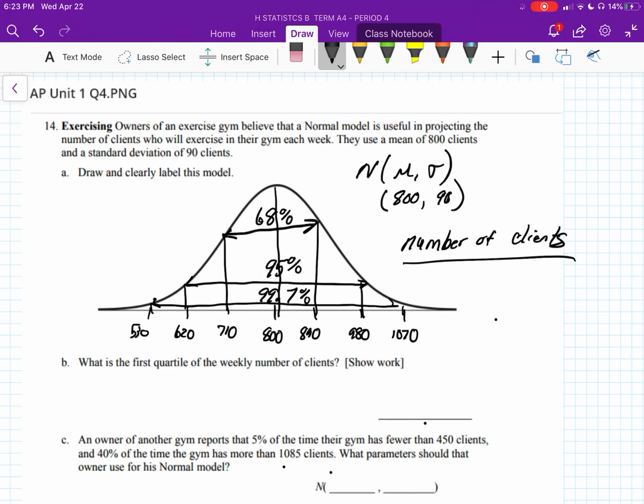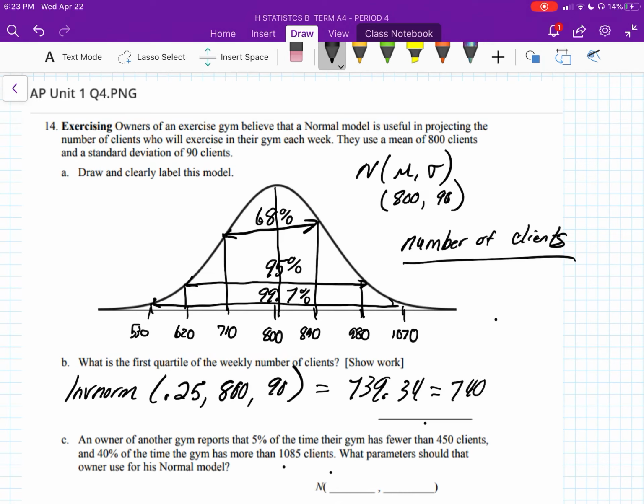So the first quartile of the number of weekly clients is the 25th percentile. And if you remember that, we just use our inverse normal on the calculator. And if you go to inverse normal, you're going to put in 0.25. You're going to use a mean of 800 and a standard deviation of 90. And that gives us 739.34, which comes out to be approximately 740 clients.